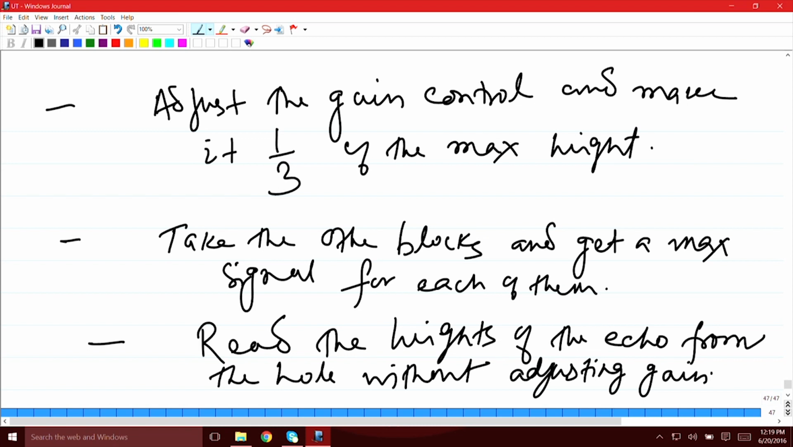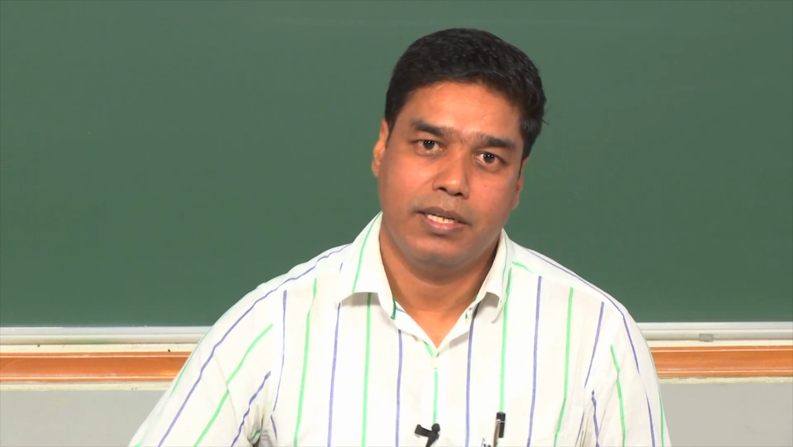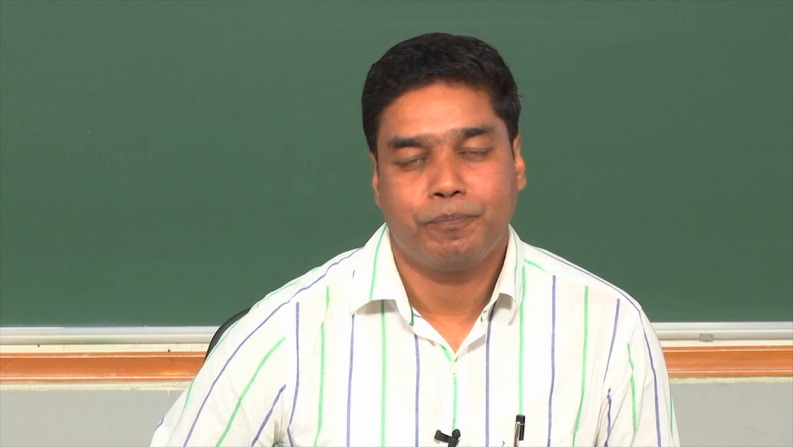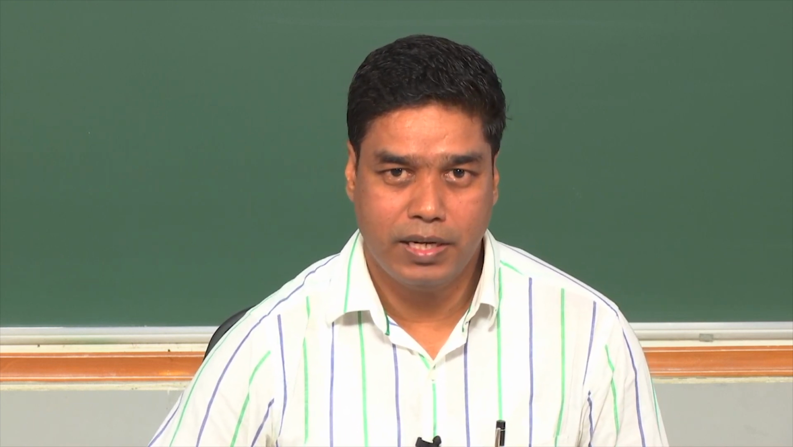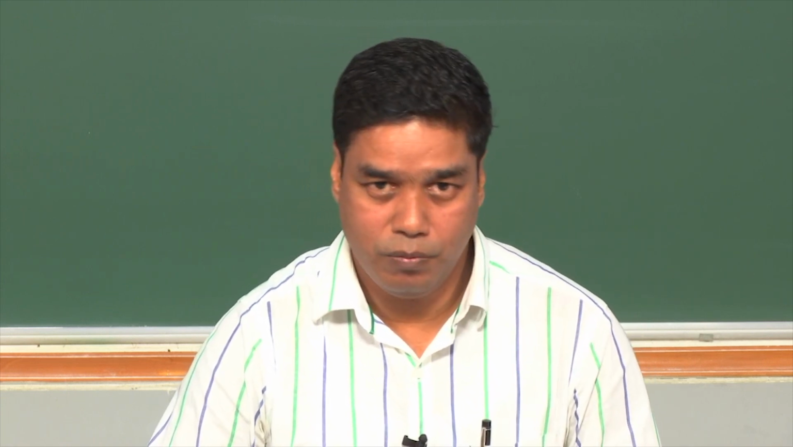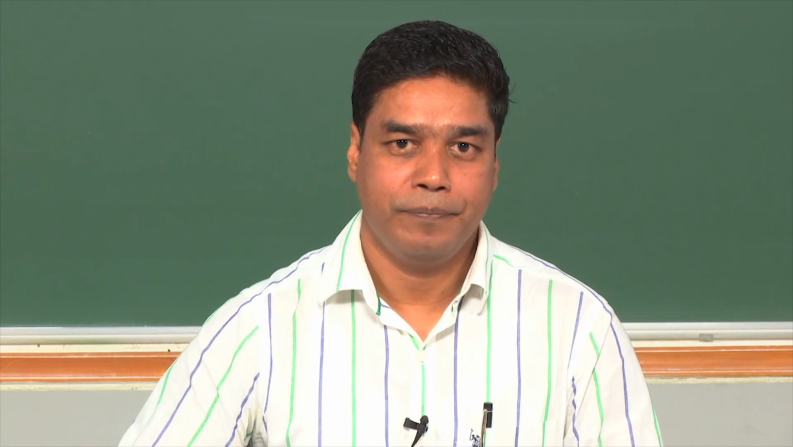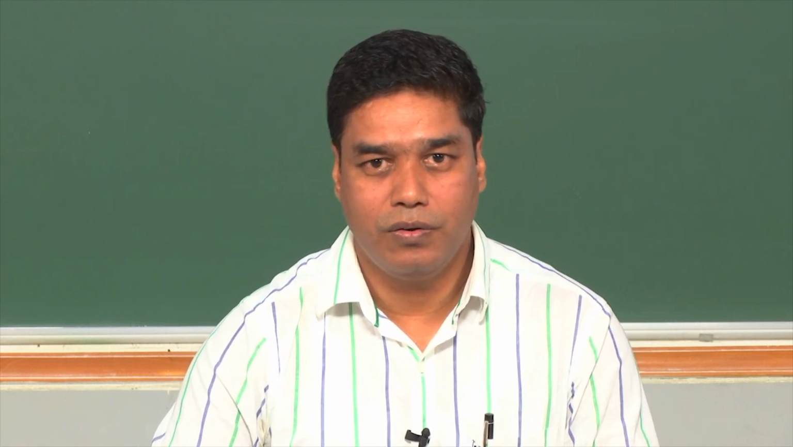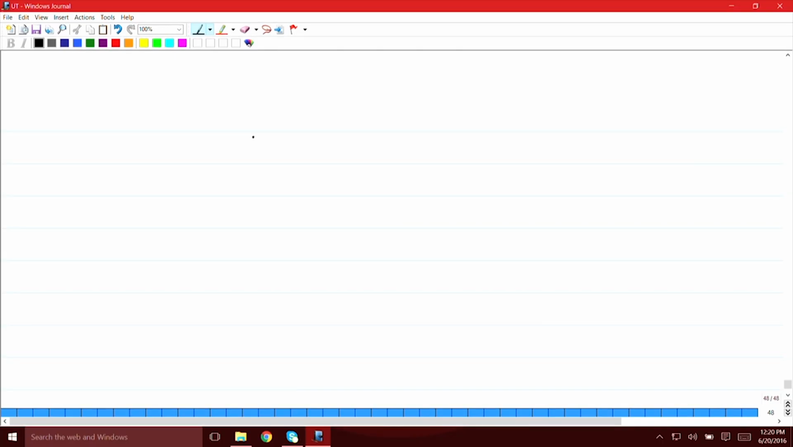Okay. You first take a particular block, which is number 5 in this case, get a maximum signal, then adjust the gain control, make it 1/3, and for the rest of the blocks you simply get the maximum signal from the flat bottom hole and note down the height of the echoes. Okay. So, this is how you get the data, the intensity of the echo as a function of area of the holes. So, now you need to plot it.